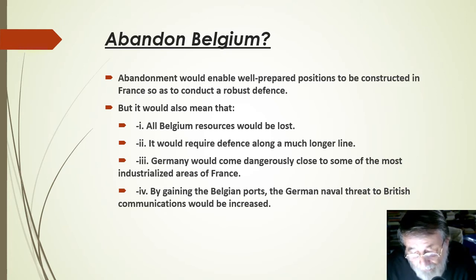To abandon Belgium would enable the French to construct well-prepared positions so as to defend the French border. But it also meant that all of the resources of Belgium would be lost to the Allies. It would require defense along a much longer line, and the Germans would come dangerously close to some of the most industrialized areas in northern France. Also, by gaining the Belgian ports, the Germans would have a much stronger naval threat to British communications.